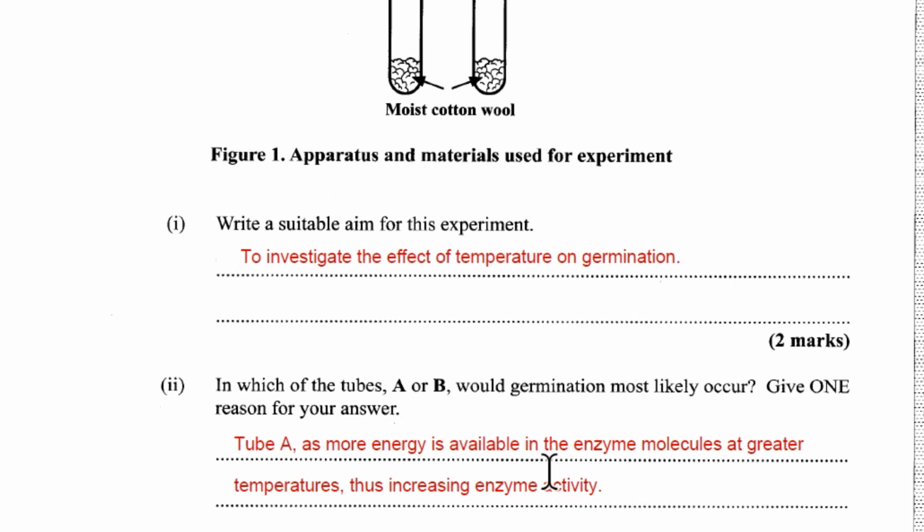In which of the tubes, A or B, would germination most likely occur? Well, you know you need several things for germination to occur. You need oxygen, food storage in the endosperm or the cotyledons, a reasonable temperature, and water. In this case both of them have water, but what you want to look at is the temperature. So tube A has a higher temperature and more energy would be available in the enzyme molecules at greater temperatures, thus increasing enzyme activity. Remember, enzymes are molecules too. You can't have too much though, as the enzyme would begin to denature.